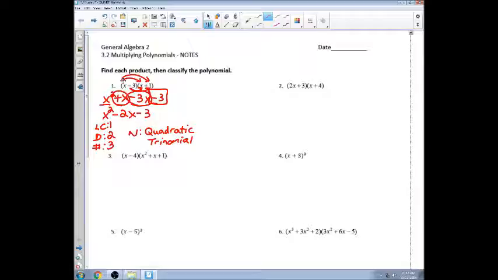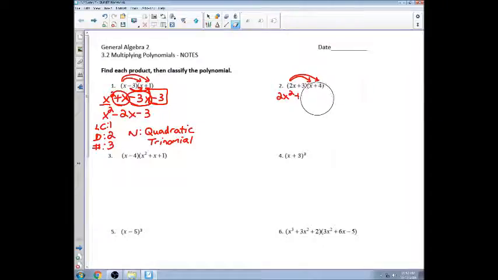All right, on to problem number 2. Again, we're going to multiply everything by everything. So 2x times x would be 2x squared. 2x times 4 would be positive 8x. 3 times x would get me positive 3x, and 3 times 4 would get me positive 12.